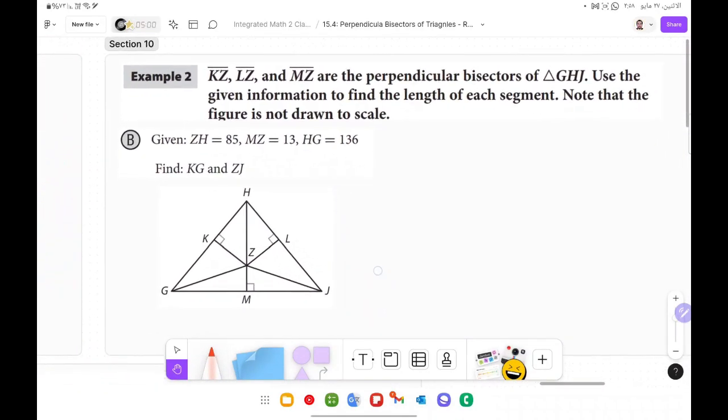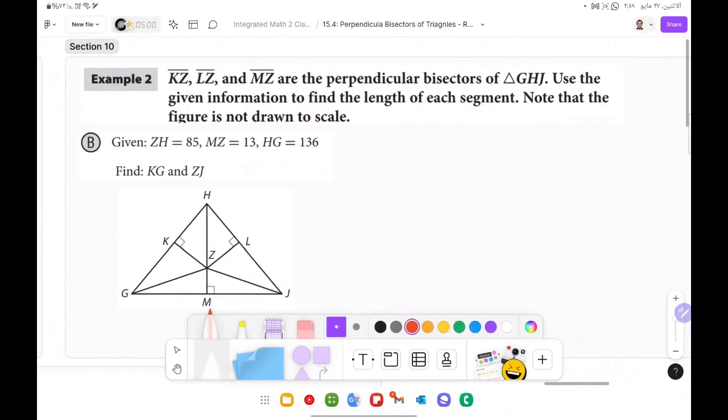Now, let me solve another example for you. As you can see here, we have ZH equal to 85. Where is ZH? From here to there. So this one here is 85. And MZ is equal to 13. MZ here is equal to 13. And HG is equal to 136. HG, all of that, is equal to 136.